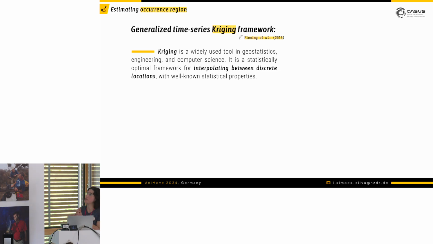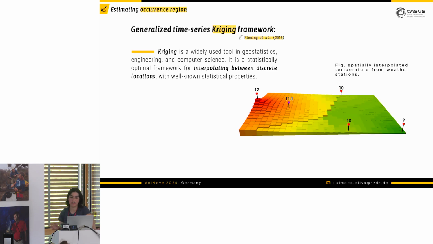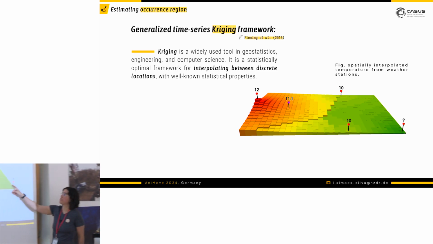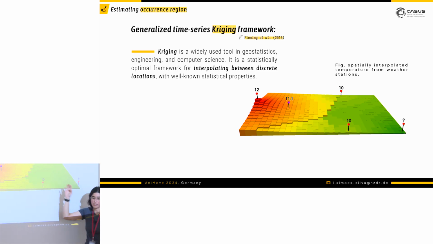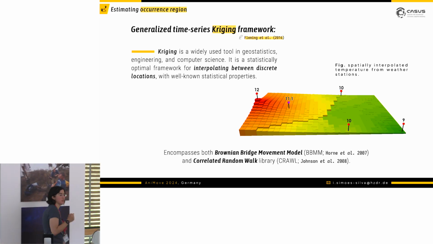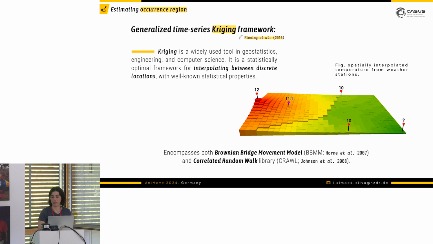So what's the method that is used within CTMM to estimate occurrence regions, right? Within CTMM, it uses this generalized time series kriging framework. Maybe you have heard it before because it's typically used a lot for geostatistics and computer science. Maybe you've at least seen the word somewhere. But essentially, the idea here is that it interpolates between locations, and it has well-known statistical properties, so it's very easy to work with. As a typical example, you could have weather stations, and you collect the temperature at those weather stations, and then you can interpolate what the temperature would be like across an area based on those points.